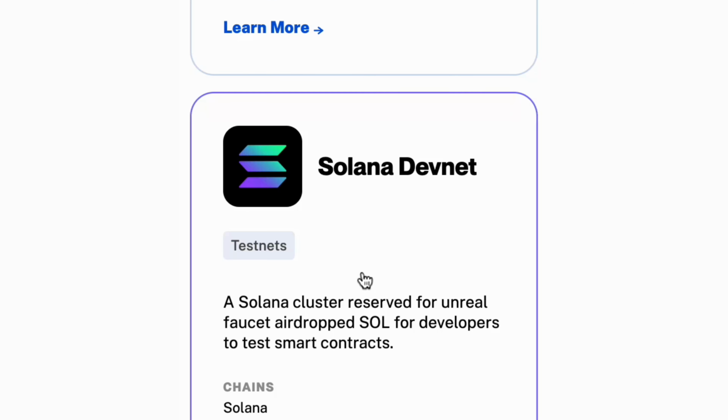Then we have this Solana Devnet. Again, it's a test network. So if you want to deploy a contract, you can deploy it to the Devnet and test it, and then you can simply move to the actual mainnet of Solana.